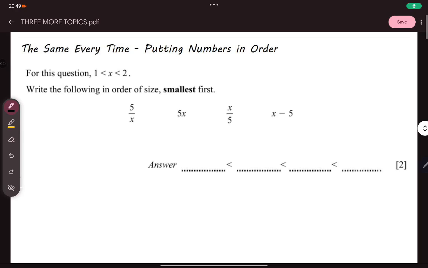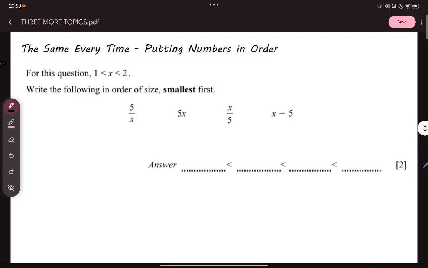Welcome to another video, the same every time, IGCSE Math, GCSE Math, looking at the kind of questions that are the same every time apart from the numbers. Well, we've been looking at this kind of question where you have to put numbers in order, smallest to biggest or biggest to smallest, and we have seen the method for this is really to just write them as decimals, and then we can compare the decimals, put the decimals in order, and then that will help us to get to the final answer.